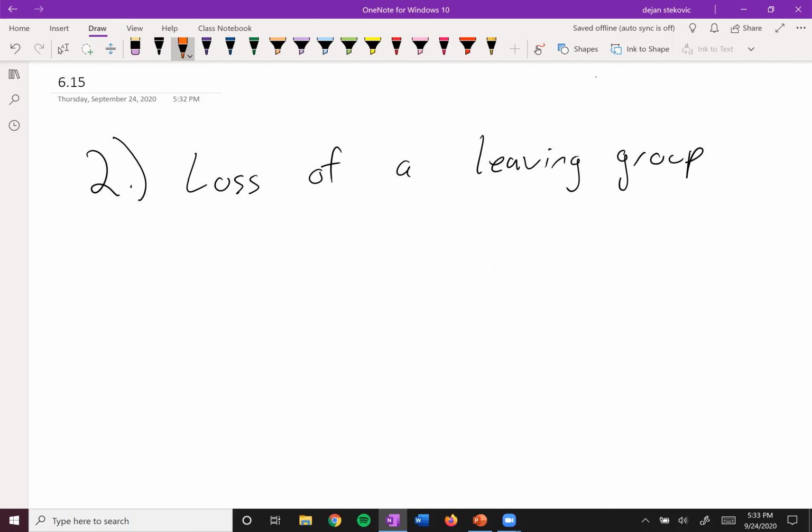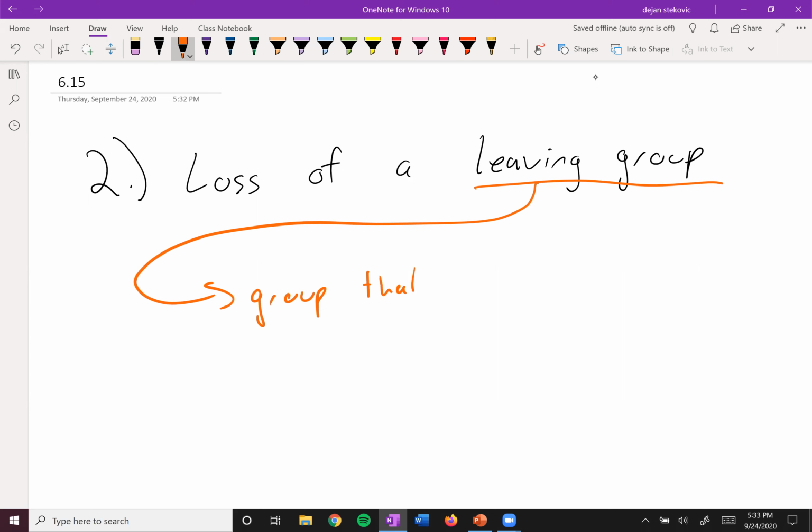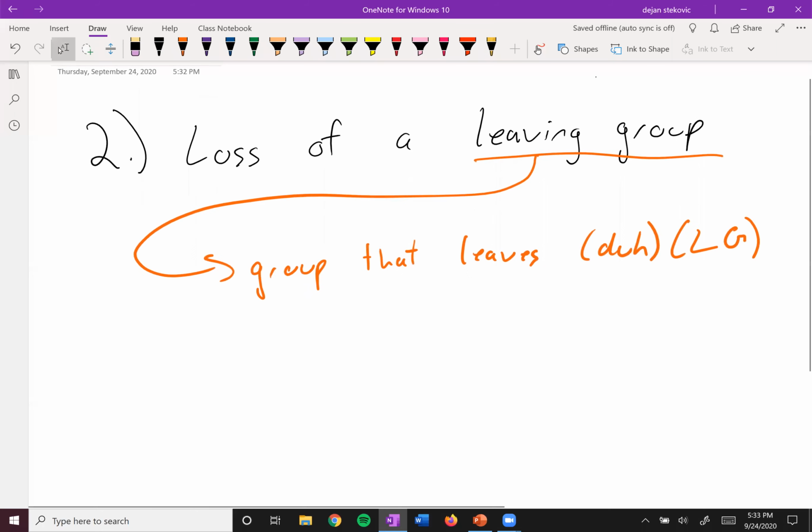Another motif that we're going to see a lot is called the loss of a leaving group. And a leaving group is a group that leaves. Right, and that's kind of duh, right? It's called a leaving group. Sometimes you'll see it capitalized as LG.